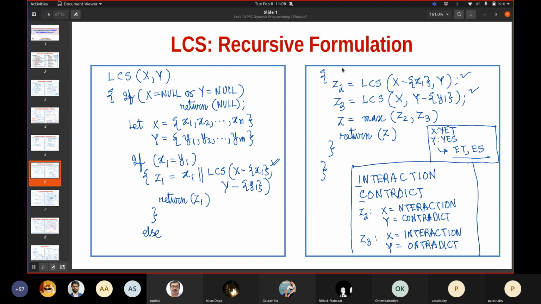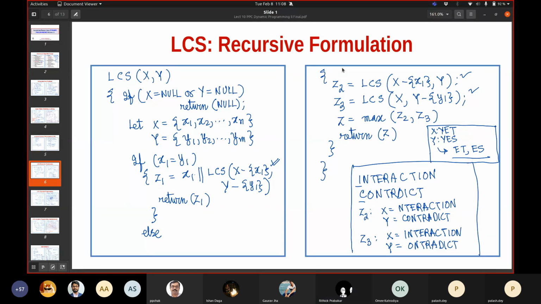what do you have to do? Can anybody tell me? So we can include x1 or y1 into the common subsequence and call it recursively on x minus x1 and y minus y1. Correct? Is it okay with everybody? Ritik Prabhakar? Ritik? Yes, sir. Got it, sir.